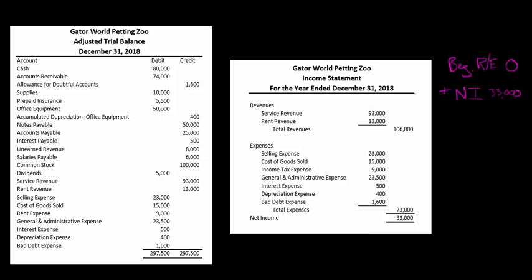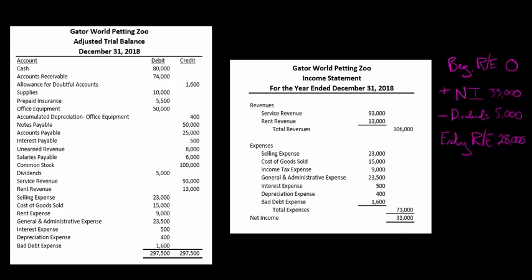So the net income is increasing retained earnings because this is going to affect our ending retained earnings. That's ultimately what we're trying to calculate, the ending balance of retained earnings. So net income is going to increase retained earnings, but then also, if you notice, we have some dividends. We have $5,000 in dividends, and dividends decrease retained earnings. So we're going to subtract dividends of $5,000. And that's going to give an ending retained earnings balance of $28,000.